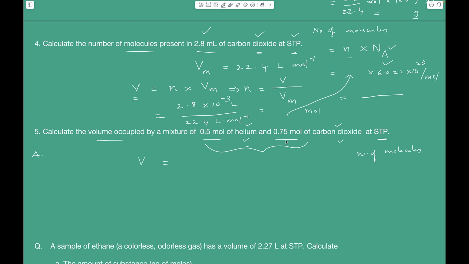So total how many moles are there, or what is the amount of substance we have? 0.5 mole plus 0.75 mole, right? Multiplied with the molar volume of an ideal gas at STP, and that is 22.4 or 22.7. I will let you figure that out. I am using this one. Okay, so simplify this to get the volume of this mixture in liters.